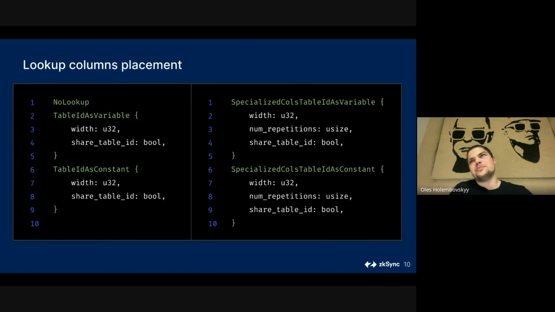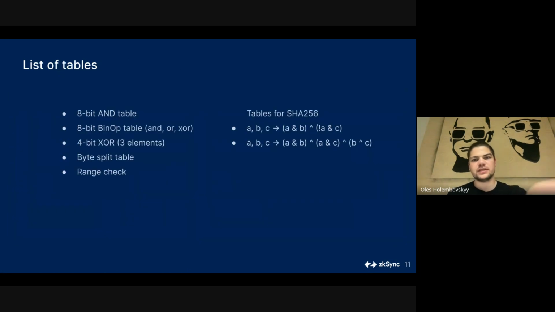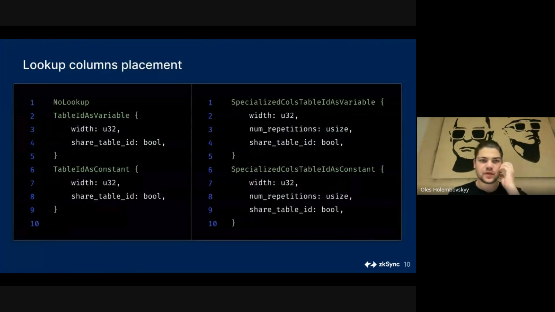It was an experiment. Should we try to optimize something using table ID as a variable? But actually it's not so simple to optimize something, and actually it's even worse. So usually we just use table ID as a constant. Also you have the width of the table. As I said, it's 3 or 4. Usually we use 3. I'll show you the list of tables we use here.